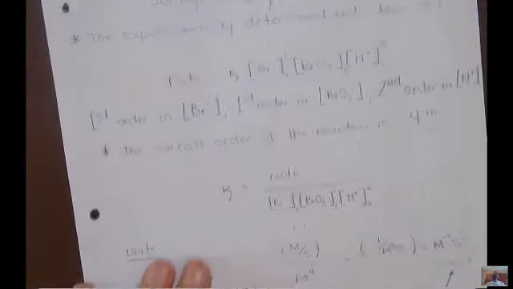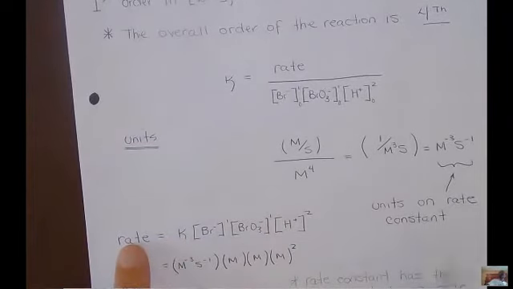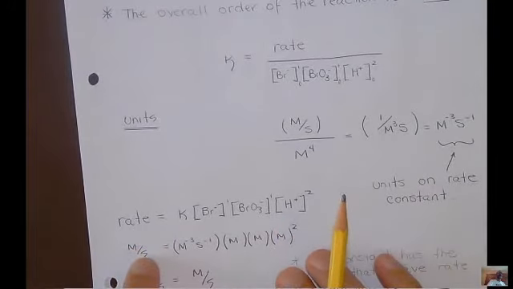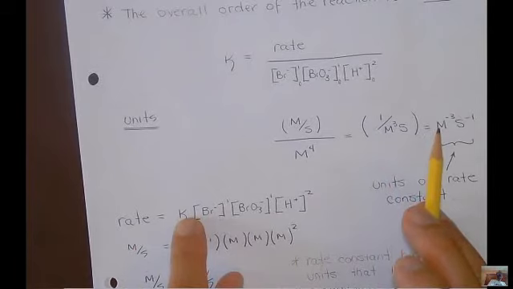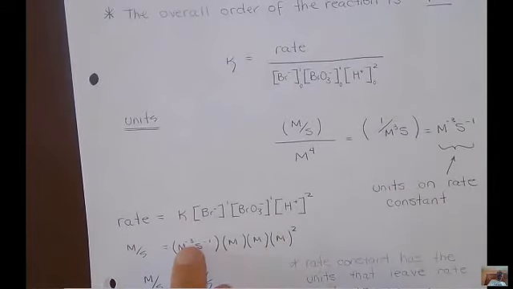Okay. Let's see what happened when we plug everything back in. Rate, we know, always has to come out to molarity per second. We just said that when the overall order is fourth, I need the units on the rate constant to be molarity to the minus 3 times seconds to the minus 1. So this is this. Okay?